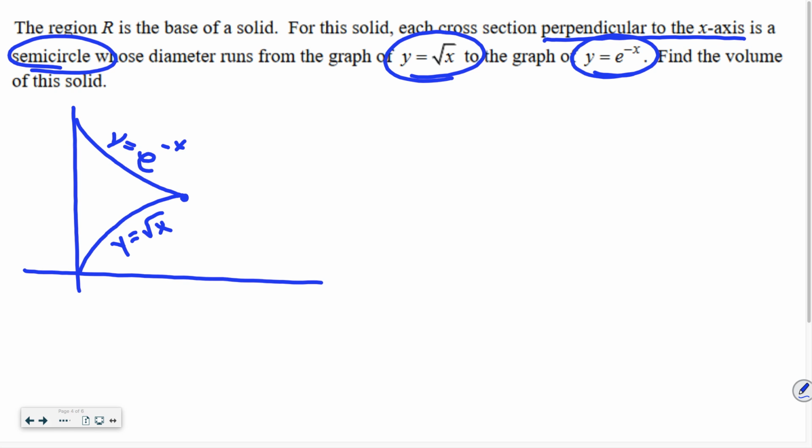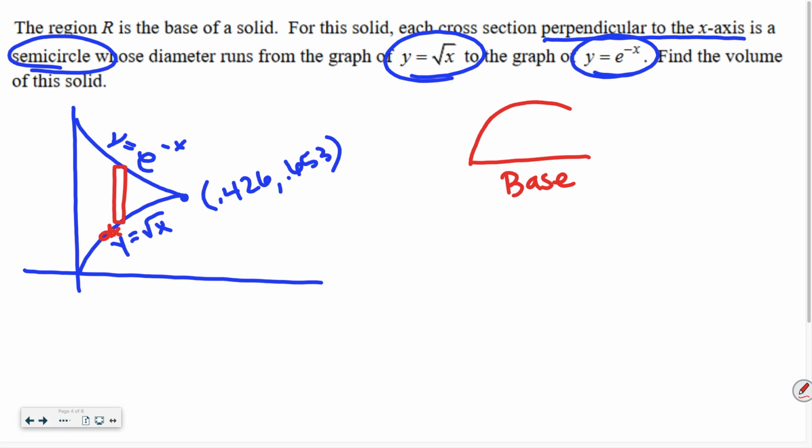Do you have that intersection for me? 0.426653. And your region looks like this. So we're slicing perpendicular to the x-axis, so we have these slices with thickness dx. And with each of those slices, the base is the diameter of a semicircle.